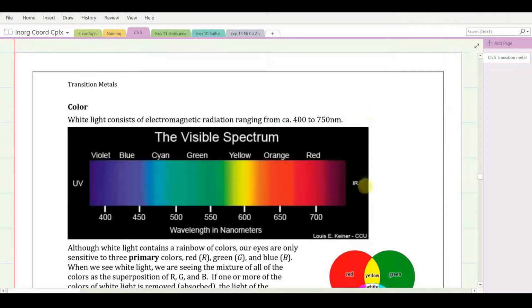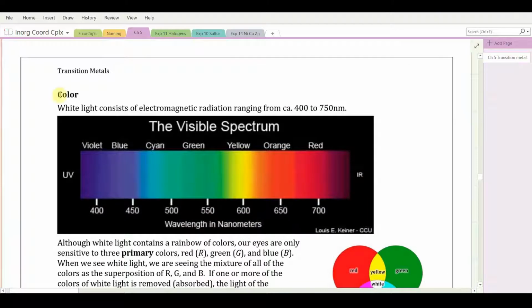Page 186. So, white light consists of electromagnetic radiation ranging from approximately 400 to approximately 750 nanometers. There's no sharp beginning and end. It's a gradual change. On the low end we get into the ultraviolet, and infrared up here. And these are outside the normal range of vision of humans.